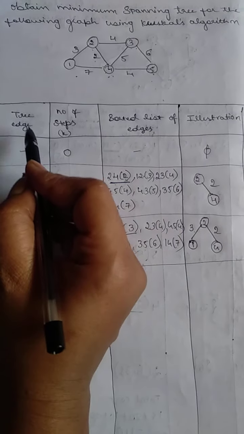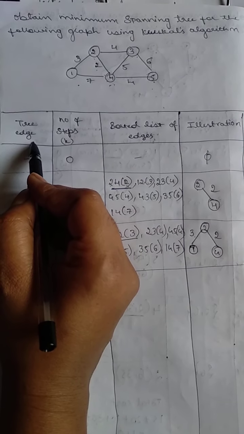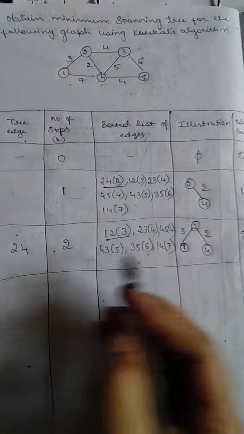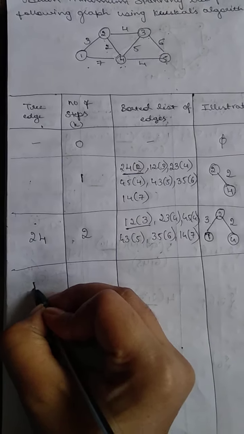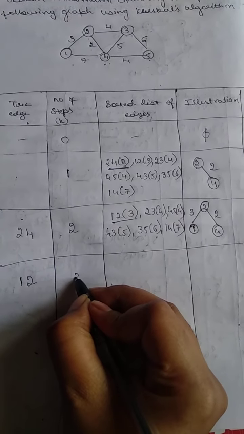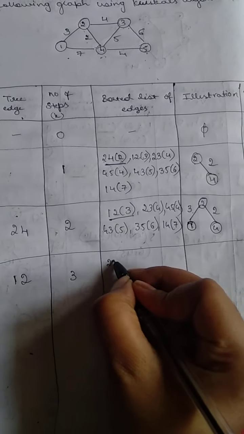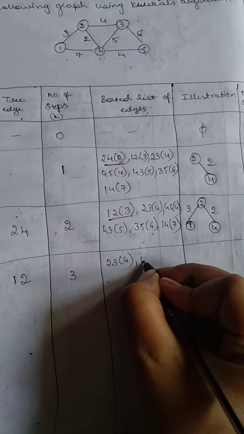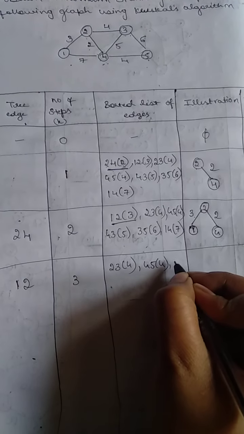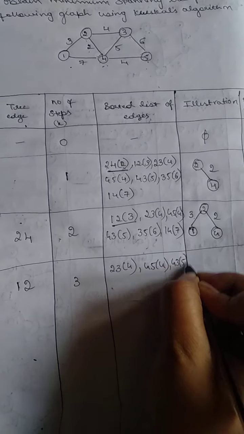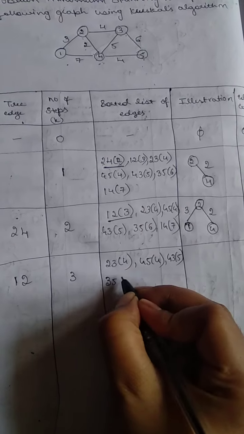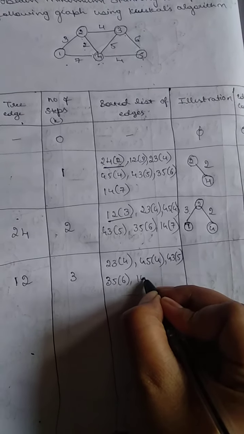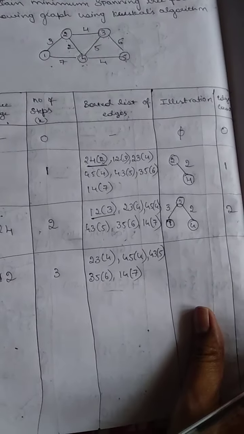Next, tree edge. Which one do you have to take? The new tree edge, which one have we taken? 1 to 2. So I'll take tree edge 1 to 2. Step 3. I'll write all the things except this 1 to 2. 2 to 3, 4 to 5. Then 4 to 3, it is 5. Then 3 to 5, it is 6. Then 1 to 4, it is 7.